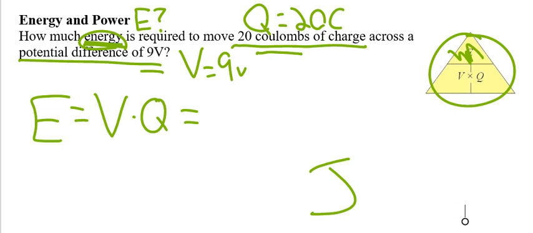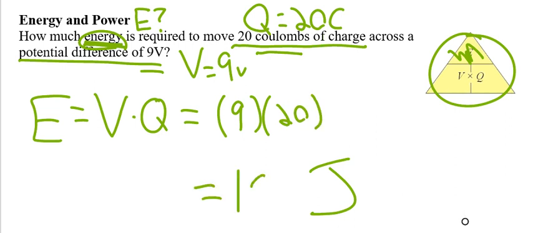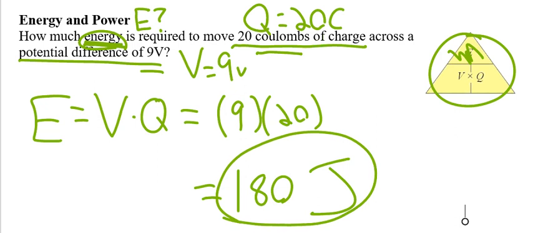So how much energy is required? Well, we plug in our numbers. 9 times 20 is 180 joules of energy. That is my final answer. That makes sense.